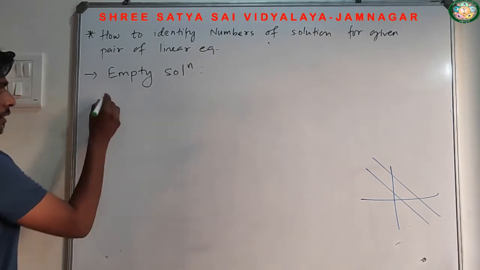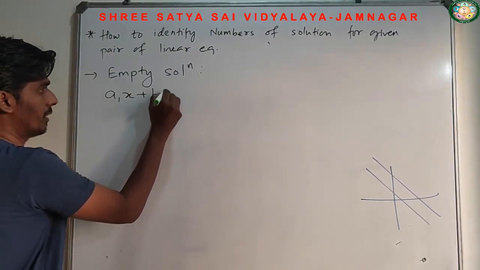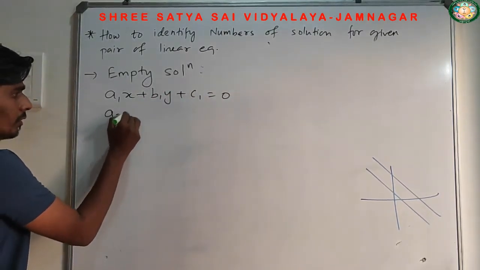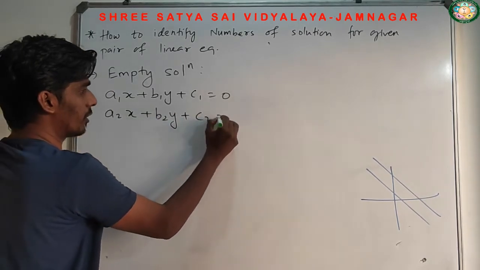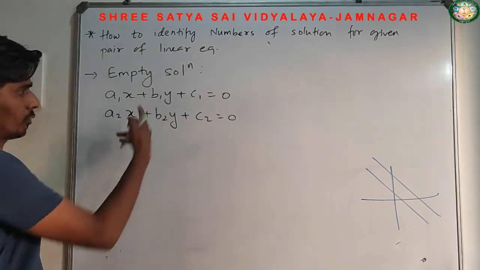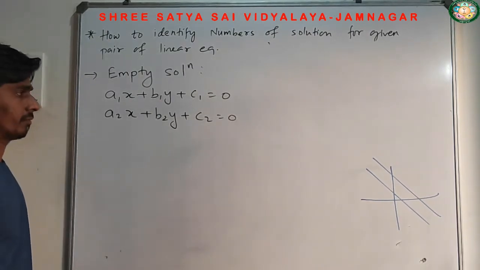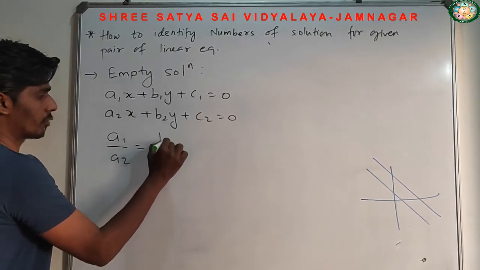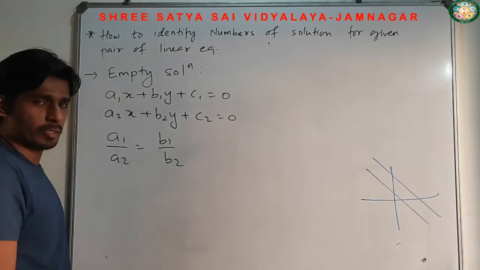First one, again write down the a1x plus b1y plus c1 equals to 0, a2x plus b2y plus c2 equals to 0. These two standard forms will remain same. Now the main condition, as per the condition is what? a1 upon a2 is equals to b1 upon b2. These two will always be same for any empty solution.